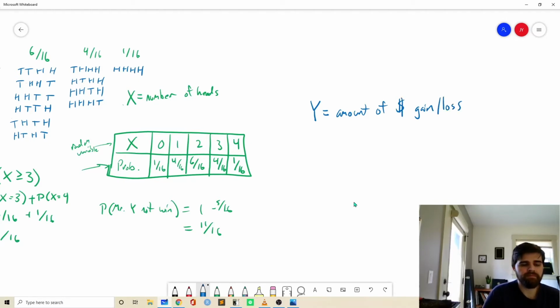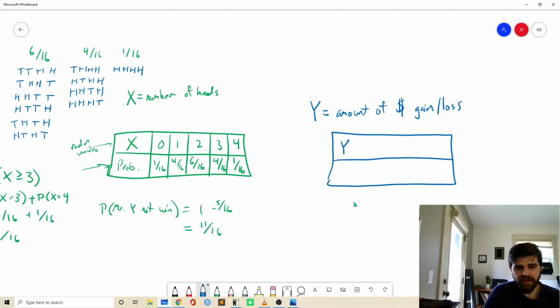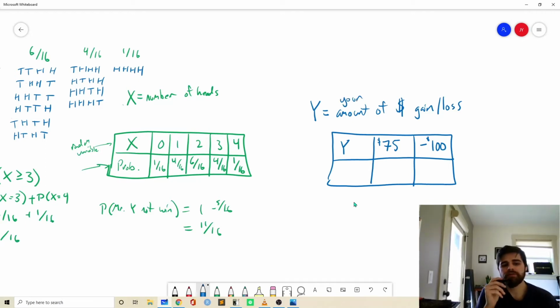Okay, so we play the game, and let's think about what can happen. So first we want to figure out what are the possible values of y. So we said that if you win the game, you win 75 bucks. Okay, good deal. If you lose the game, you lose 100 bucks. So the possible outcomes for y, your amount of money you gain or lose, you either win 75 or you lose 100. Each one of those things has an associated probability.